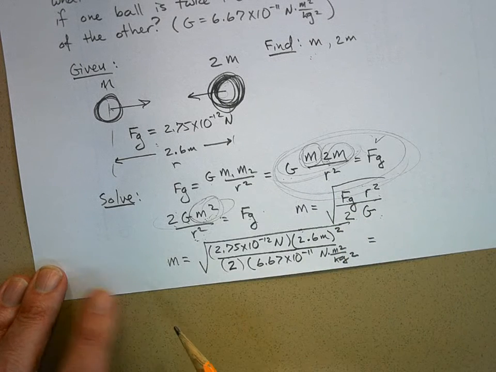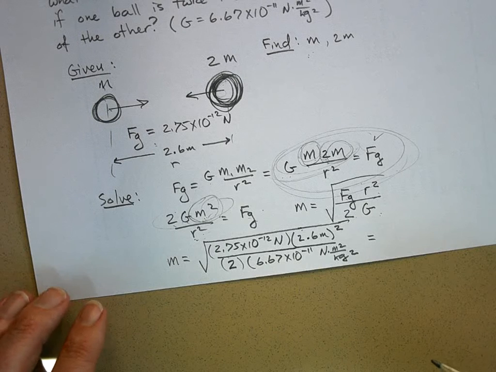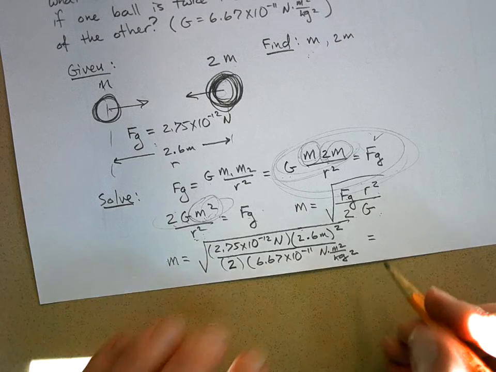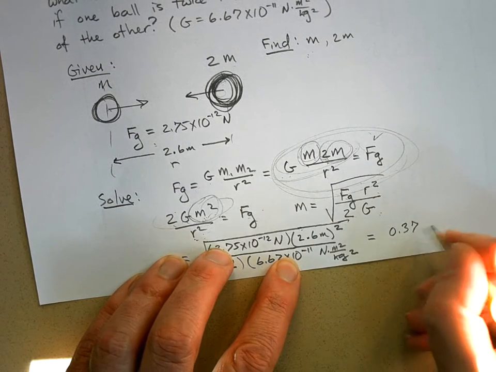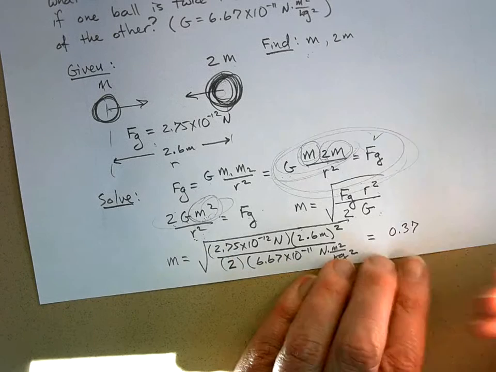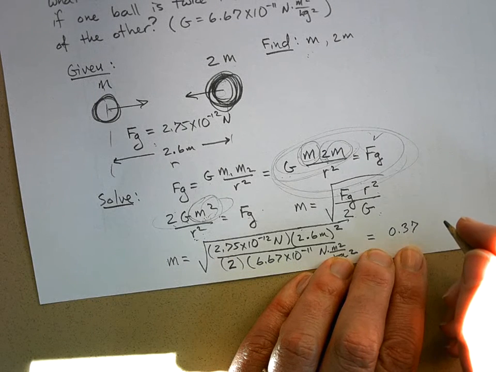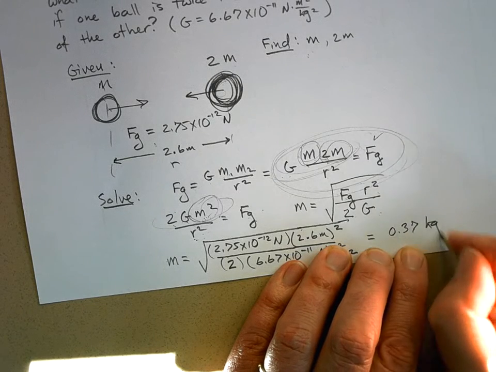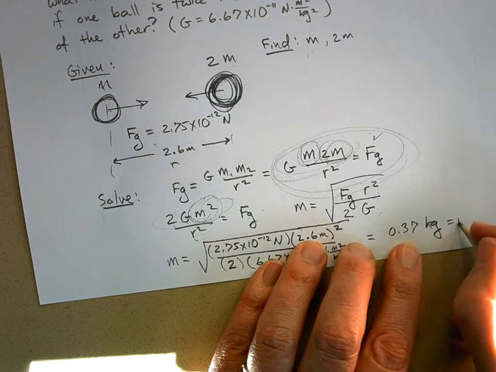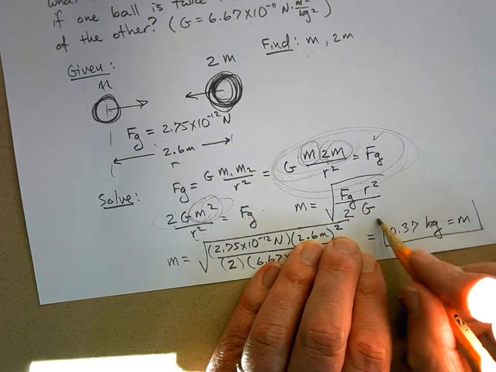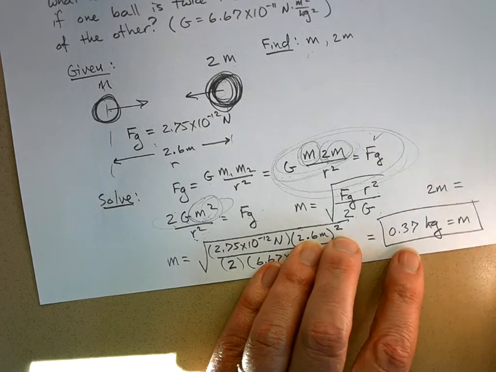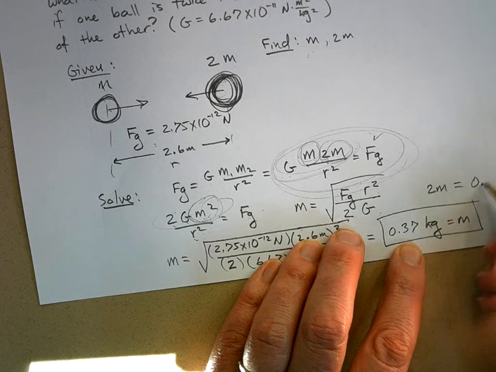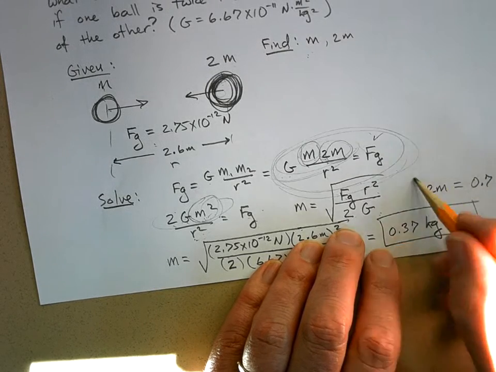Then you plug all that in, and if your calculator skills are adequate, you get 0.37, or 365 maybe. I don't know. 3708. Okay, we'll just call it 0.37, rounded off, kilograms. That's m, and then you just multiply that by 2. So 2m is 0.74 kilograms. And so there are my answers.